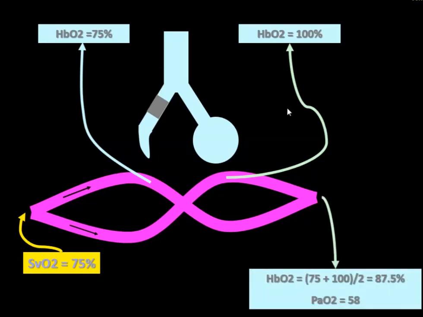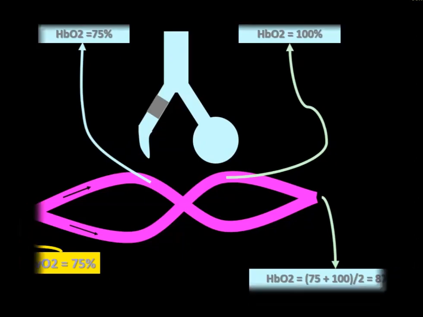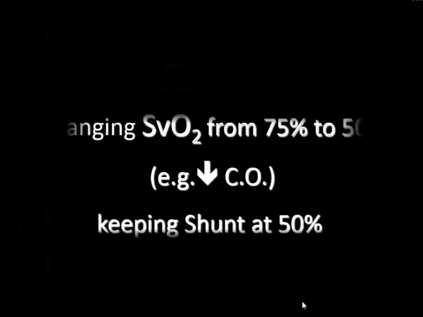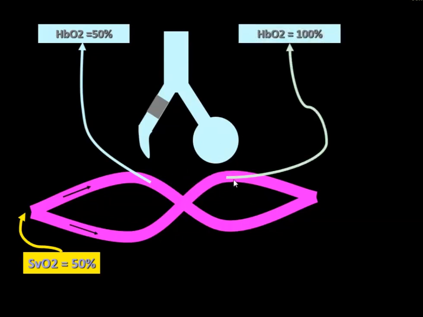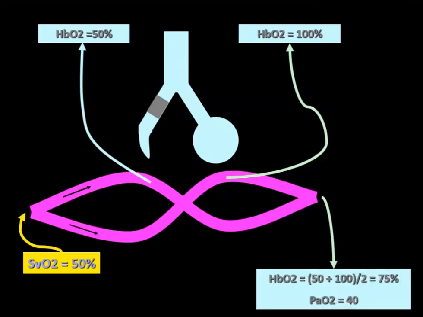So the average saturation, the final arterial saturation, is 87%, which is not normal, but okay. If we then change our SVO2, like in our girl, the SVO2 drops because of reduced cardiac output, and we keep the same shunt. Now we are mixing our oxygenated blood, 100%, with a much worse, much more deoxygenated blood. So at the end of the day, in your artery, the saturation will be much lower.